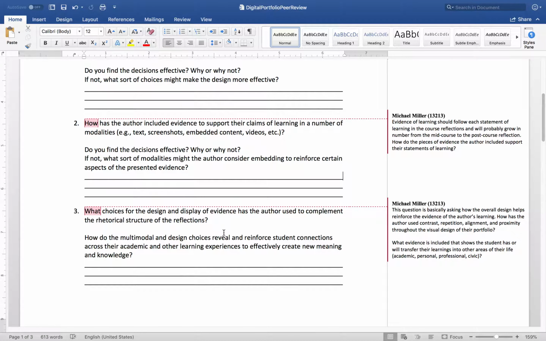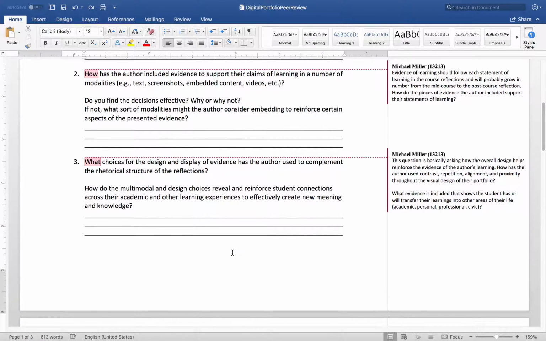So next, what choices for the design and display of evidence has the author used to complement the rhetorical structure of the reflection? So again, lots of composition words here, but basically what we're asking is how does the overall design help reinforce the evidence of the author's learning? How has the author used contrast, repetition, alignment, and proximity throughout the visual design of their portfolio? And what evidence is included that shows the student has or will transfer their learnings into other areas of their life? So that could be academic, personal, professional, or civic. But that's basically what this question is asking. It's just how has the author used those design elements throughout their portfolio, again, to really show and serve as a display of everything that we've learned as kind of the culminating piece from this class.